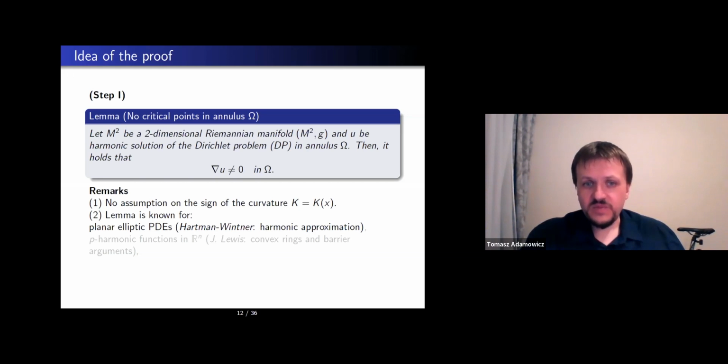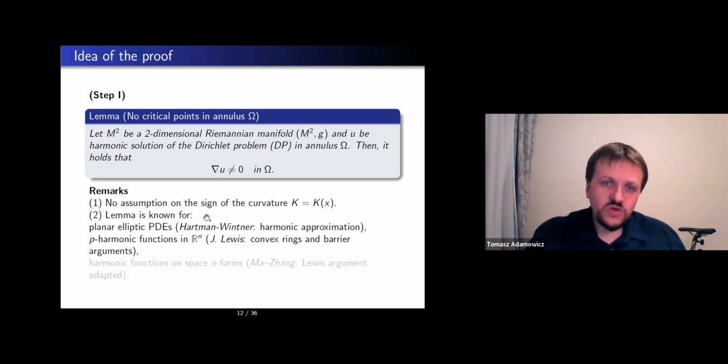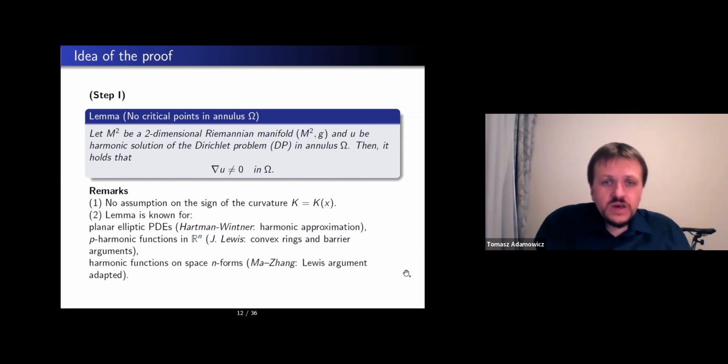For example, for planar elliptic PDEs, it's due to Hartman-Wintner, who used harmonic approximation. It's known for p-harmonic functions in R^n, where it is due to John Lewis, who proved it under the strong assumption that the rings are convex, and he was using barrier arguments. Also, this lemma is known for harmonic functions on space forms, and it's due to Ma and Zhang, who adapted Lewis' argument.